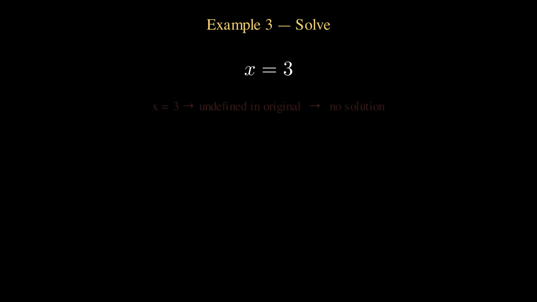But x equals 3 makes the original denominator 0. That means the candidate is extraneous. This equation has no valid solution.